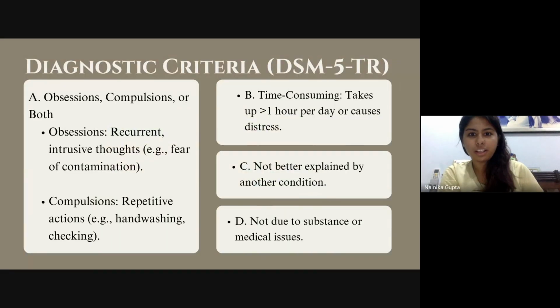So we'll talk about the diagnostic criteria for OCD. According to the DSM, OCD is diagnosed when a person has obsessions or compulsions, or it can also come with both. Maybe the person is repeatedly thinking about something or is compelled to do something, or even both of them. These cause distress, these take your time, and these aren't due to any other condition or any other substance.